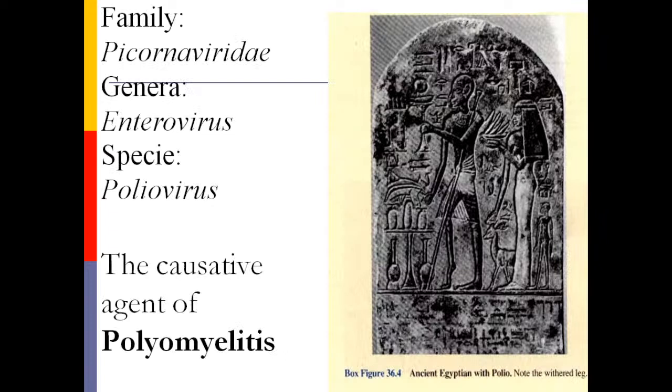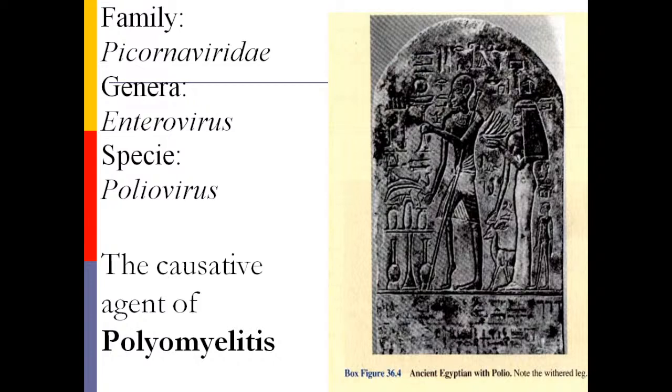So, the causative agent of poliomyelitis. It belongs to family Picornaviridae, genus Enterovirus, and species poliovirus. It is the causative agent of poliomyelitis. We also can call it polio. So the disease that is caused by poliovirus is named poliomyelitis or polio.